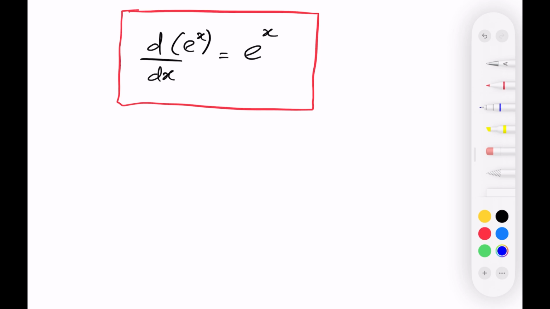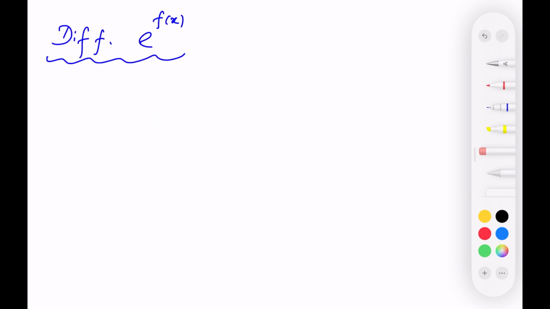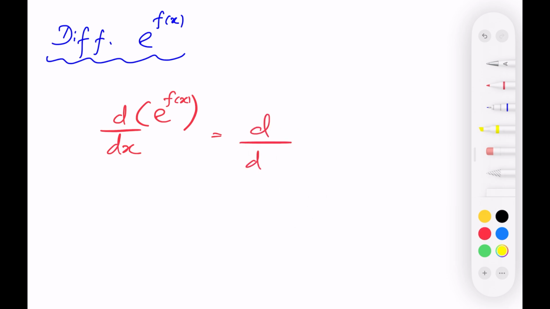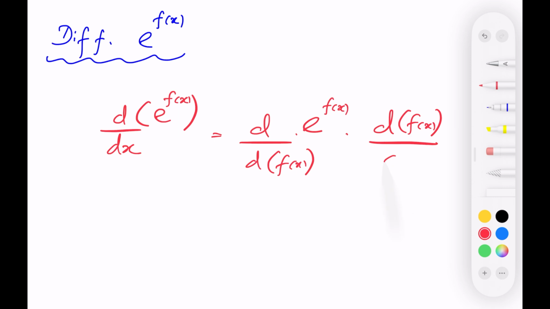So now we will see how to differentiate e raised to a function f of x. We simply have to use the chain rule. In this case, I need to differentiate the function e raised to the f of x with respect to x. What is the chain rule? We can write it down as d by d f of x of this function, e raised to the f of x, times d f of x over dx.